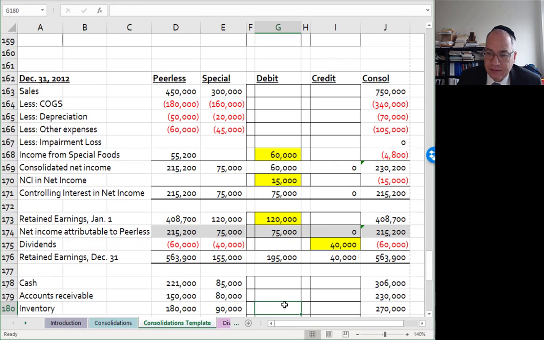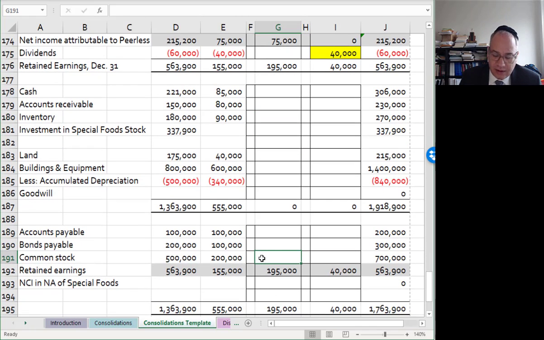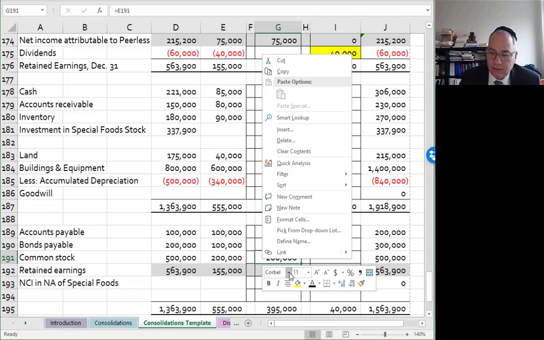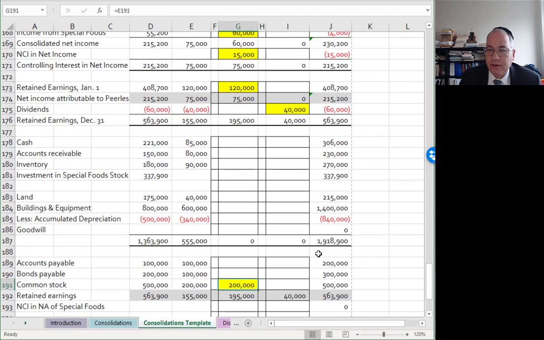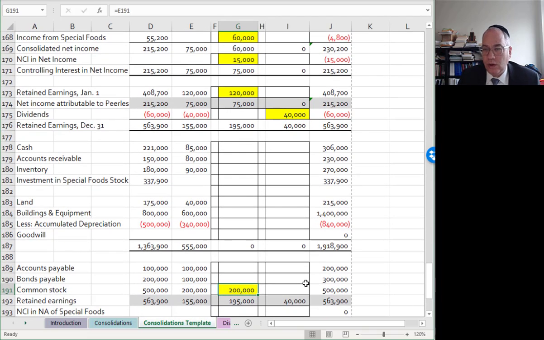I'm making that yellow. I've also got to debit common stock of the sub for $200,000. And then of these items, let's make this small again, 80% is going to be credited to the investment account, and 20% is going to be credited to the non-controlling interest. So that would be 60 plus 15 plus 120 minus 40 plus 200 times 80%, 284.